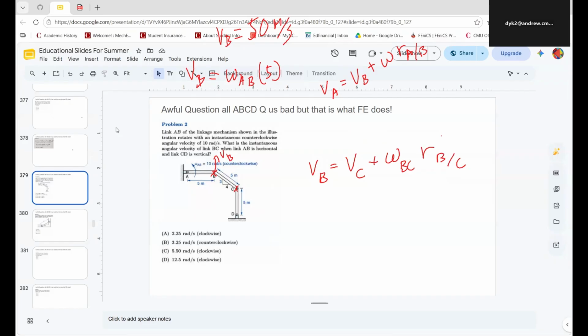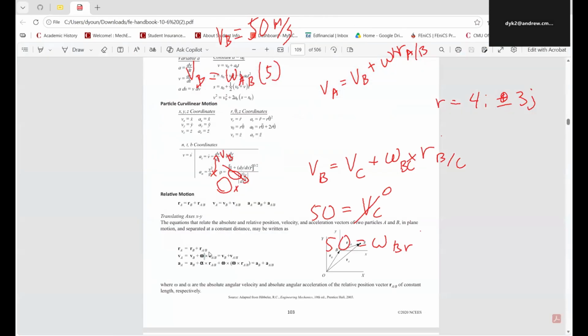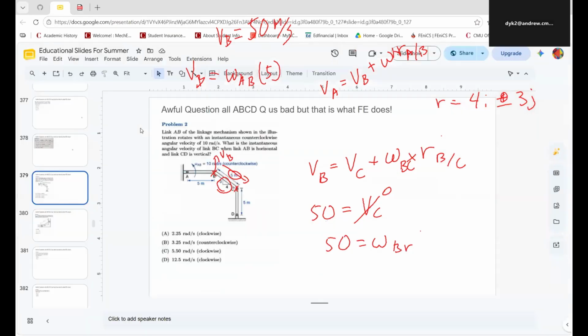So r B/C is this, because of the 3 and 4, this is a 5 triangle. So we can denote it as 4i minus 3j. Over here, VB was 50, so equals VC. VC is 0. So 50 equals omega B times r, cross, sorry, this is supposed to be cross. Yeah, cross r BC.